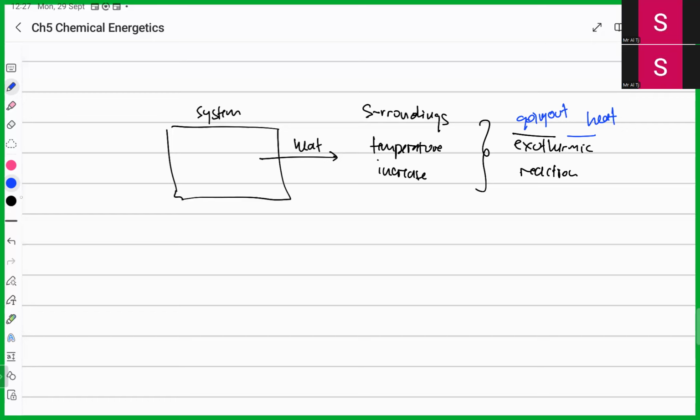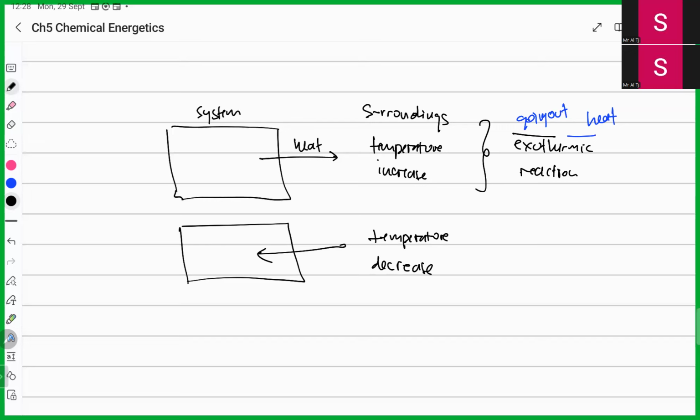There is a second possibility. It's possible that the system is going to take in heat from the surroundings. A classical example is when ice melts. In that condition, what happens to the surroundings is that we feel the temperature decrease.